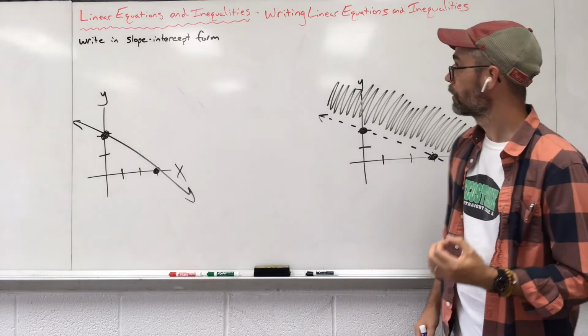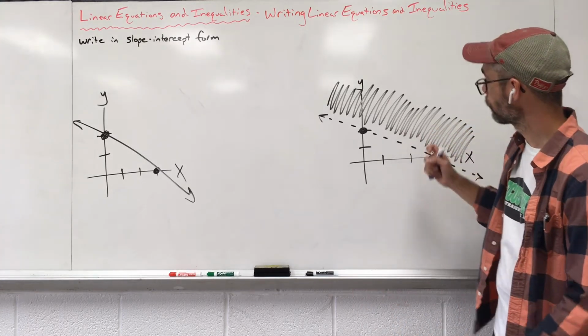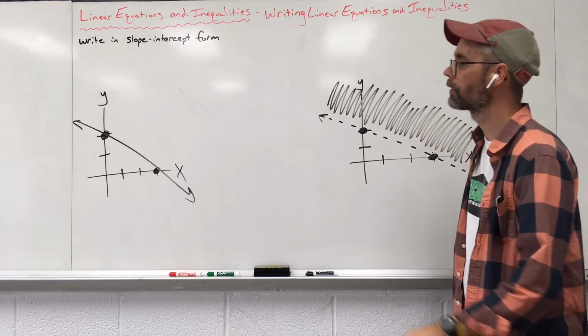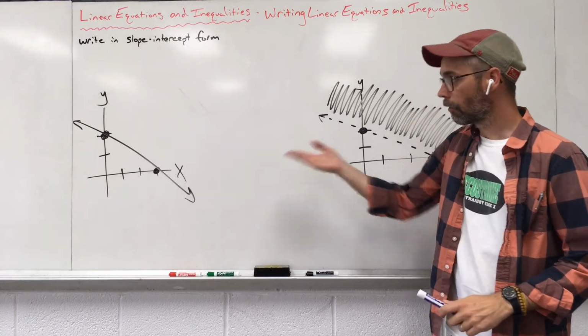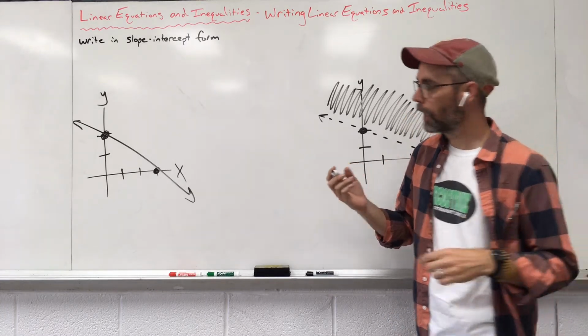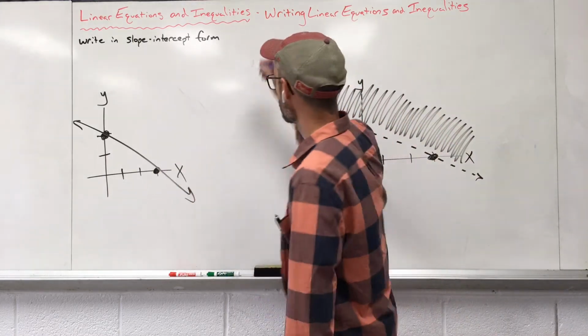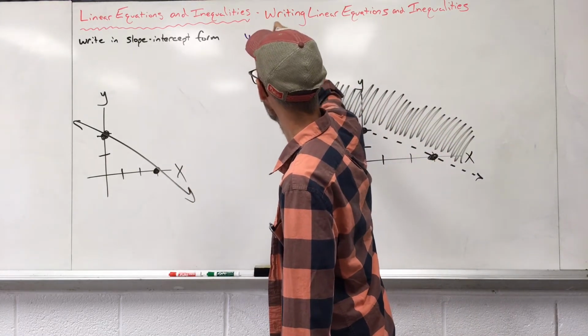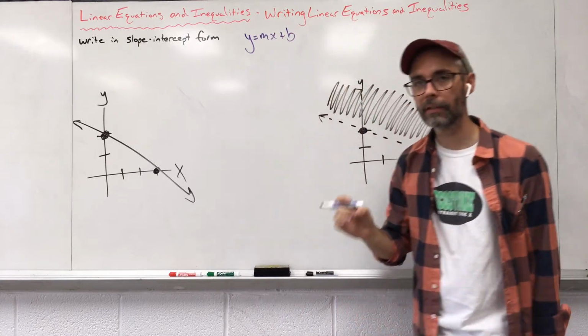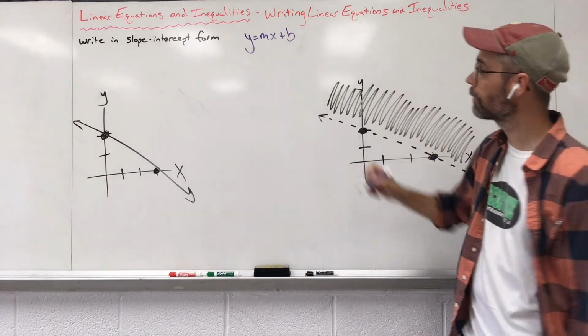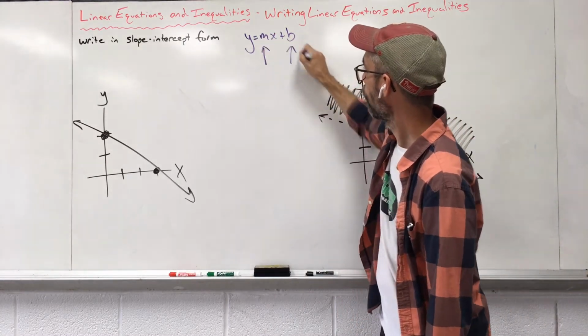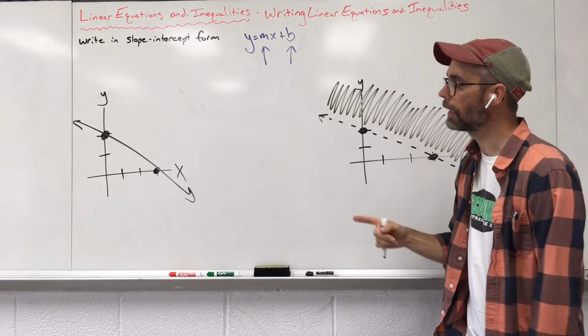We're going to write linear equations in slope-intercept form and a linear inequality in slope-intercept form, given a graph. So whenever you're doing that, figure out what slope-intercept form is: y equals mx plus b. What are the key features that we need in slope-intercept form? We need an m, we need a b.